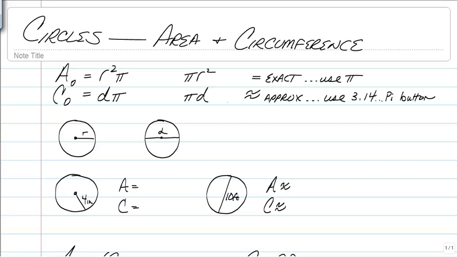Here goes a video on area and circumference. Now, area and circumference of a circle is going to be used in terms of pi. The area of a circle is your radius squared times pi, and the circumference is the diameter times pi. When you are asked for an exact value, use the pi symbol.